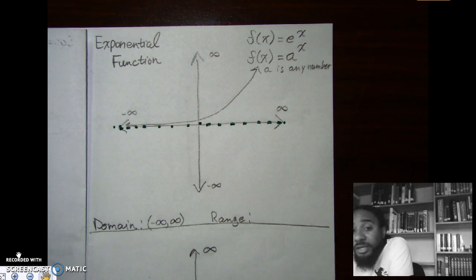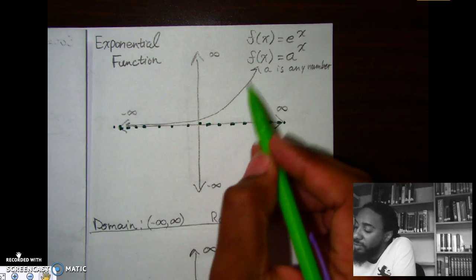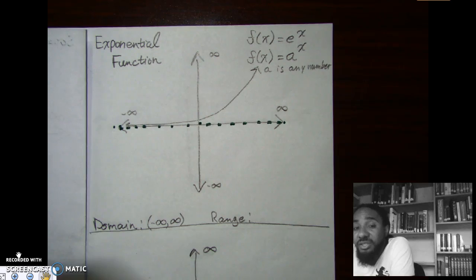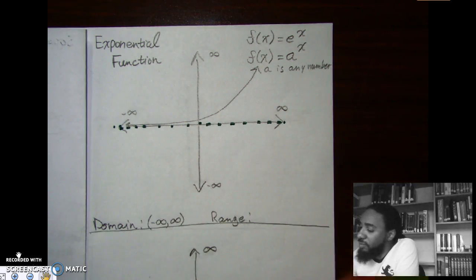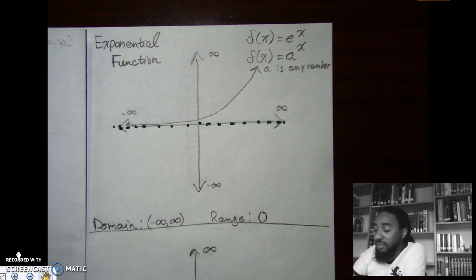Okay, now for the range, that's a little bit different. So here we're going to go from the bottom to the top again. But here, this graph comes closer and closer to the x-axis, but never really touches it. But what we're going to need to say is we're going to make it equal to 0 there. Well, we say it gets to 0.